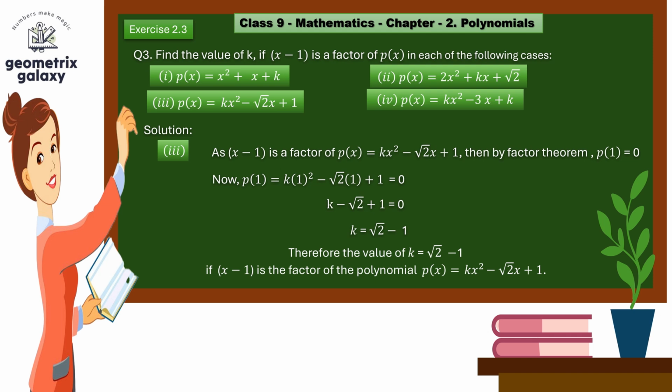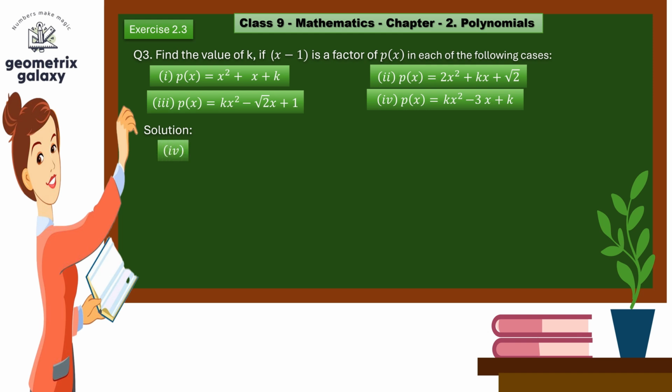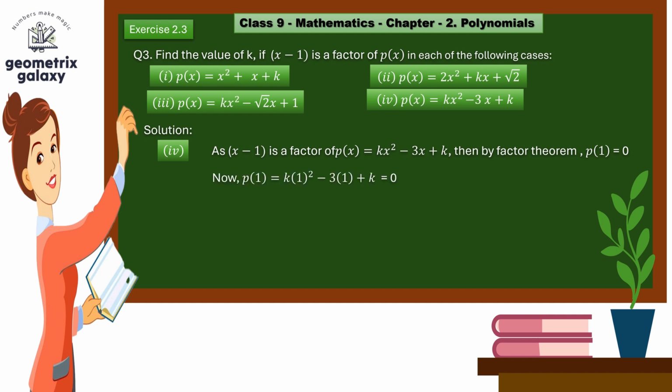Now let us find the k value for our fourth subdivision, p of x is equal to 4x square minus 3x plus k. As per the question, x minus 1 is the factor of p of x is equal to 4x square minus 3x plus k. Then by factor theorem, p of 1 is equal to 0. So let us now find what is p of 1 and equate it to 0. So p of 1 is equal to k into 1 square minus 3 into 1 plus k is equal to 0. Therefore 2k minus 3 is equal to 0. So k takes the value 3 by 2. Therefore the value of k is 3 by 2 if x minus 1 is the factor of the polynomial p of x is equal to 4x square minus 3x plus k.